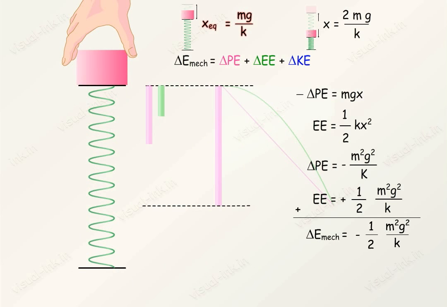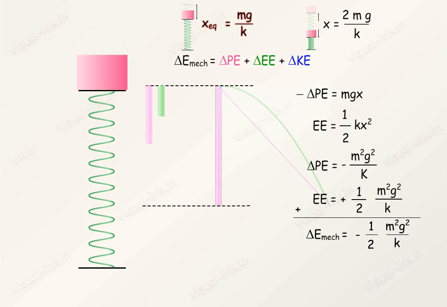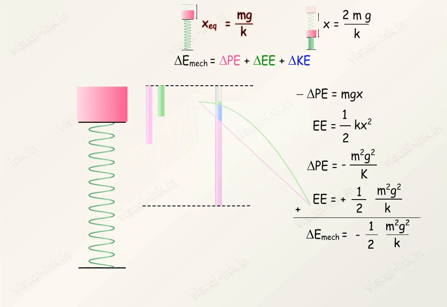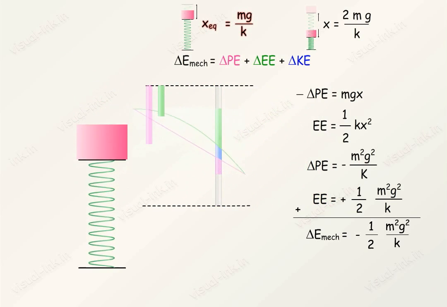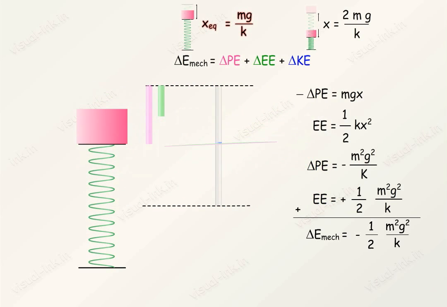Note that we can also say that if we drop the block on the spring at its natural length, but introduce some friction on the oscillating block, the block will eventually come to rest at the position x is equal to mg by k. Therefore, the amount of energy equal to half m square g square by k will be lost to friction before the system comes to rest.